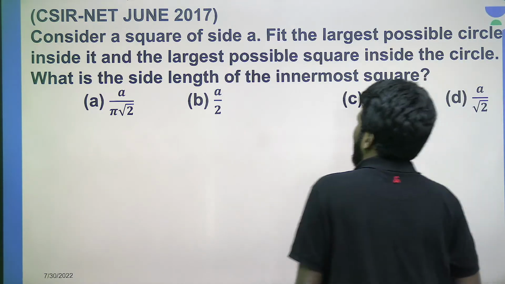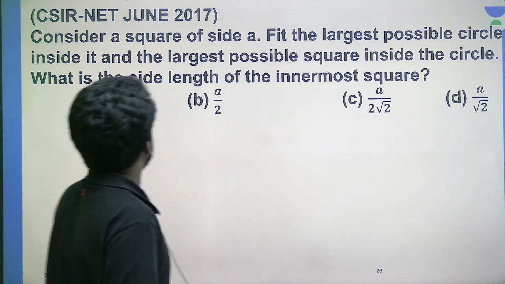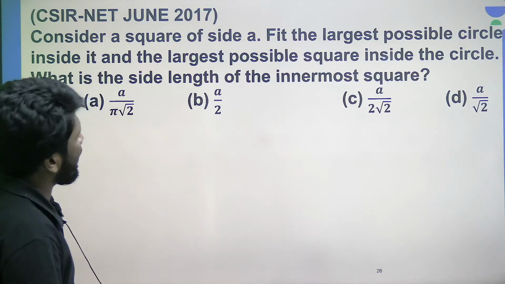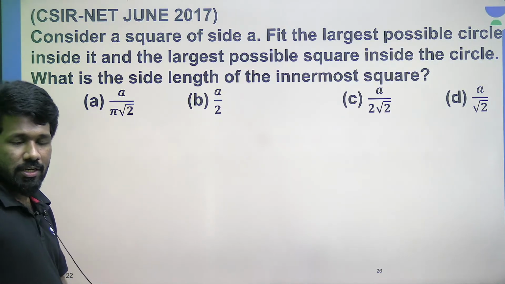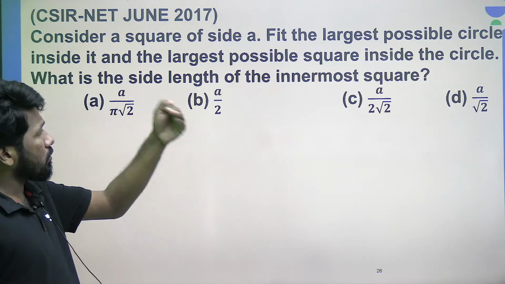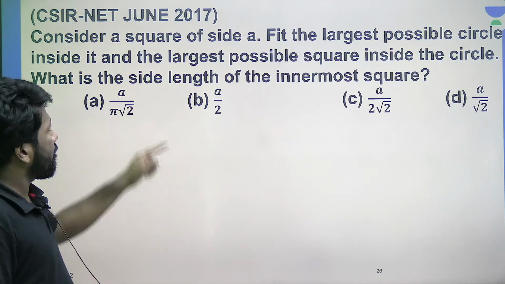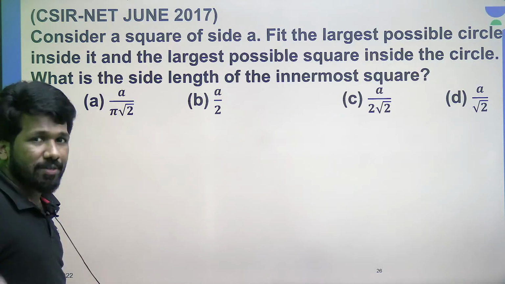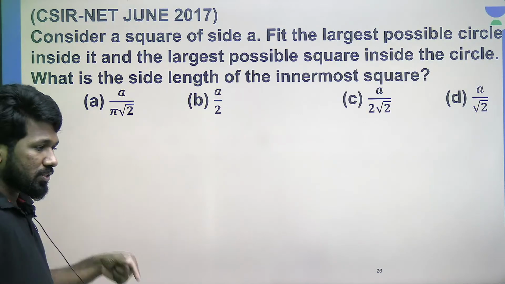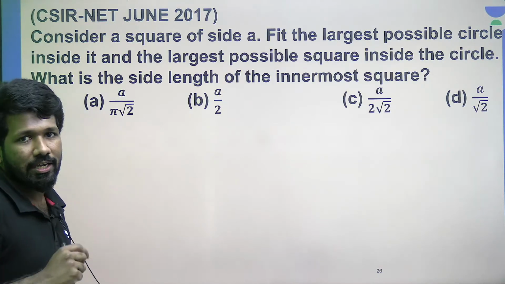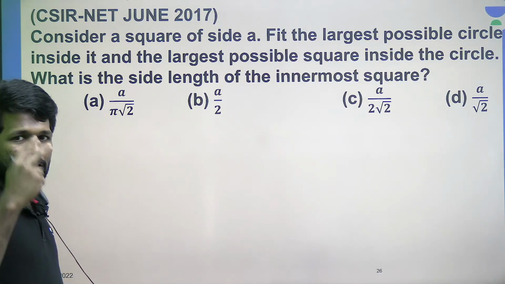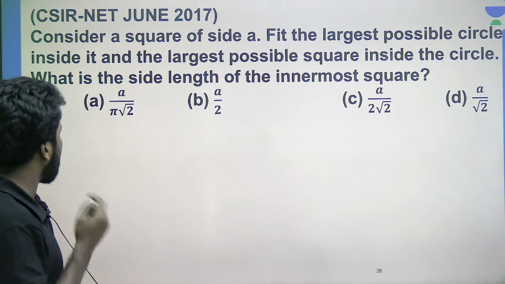Consider a square of side A with the largest possible circle inside it and the largest possible square inside the circle. In the previous question, circle के अंदर square वो square के अंदर circle था. Here, first there is a square. Square के अंदर circle, वो circle के अंदर एक और square. मतलब दो squares and एक circle है in between. Previous question में दो circles और square in between था.